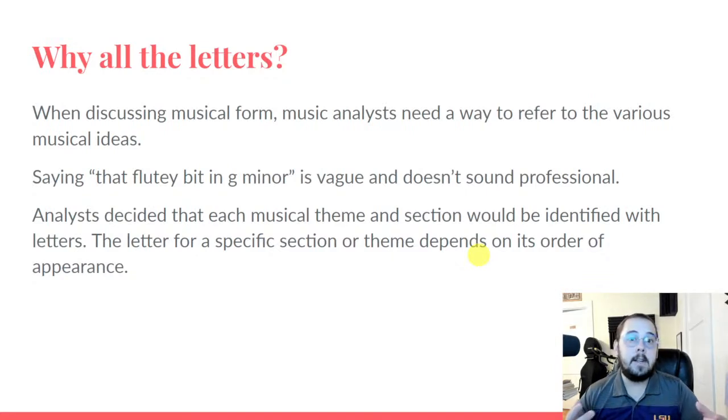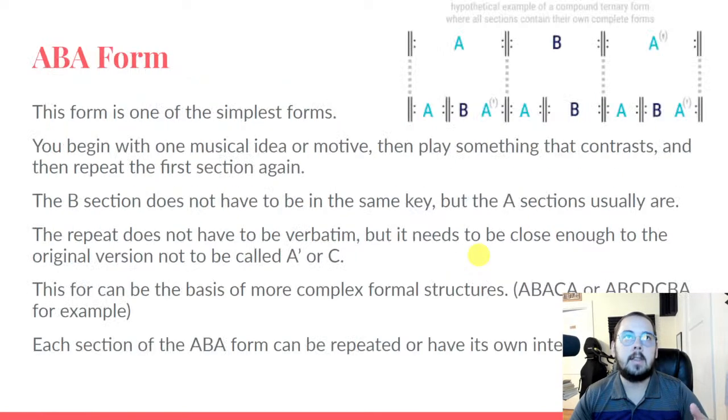So I'll be using letters a lot, and essentially the letters are just ways to talk about each section of music. Saying, as I said in the slides, that fluty bit in G major at measure blah blah blah can be confusing. Doesn't really sound professional. It's a little vague sometimes. So they decided that essentially each section gets a letter designation, and that just depends on the order that it appeared in the music. So the first section is the A section, the next different one is the B, and so on and so forth.